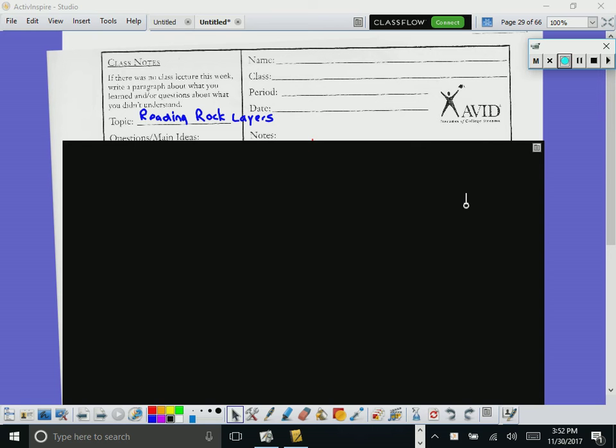Okay, this is your reading rock layers page 2. So this is just building on what we talked about on page 1. So you should know the law of superposition. The law of superposition states the older stuff's on the bottom and it gets younger as you go up.